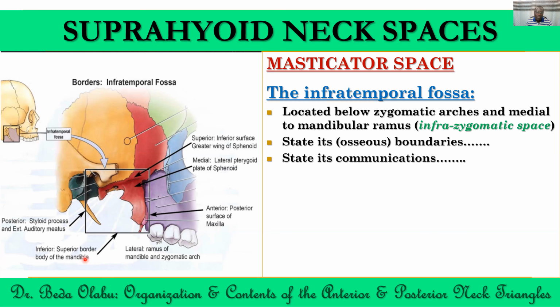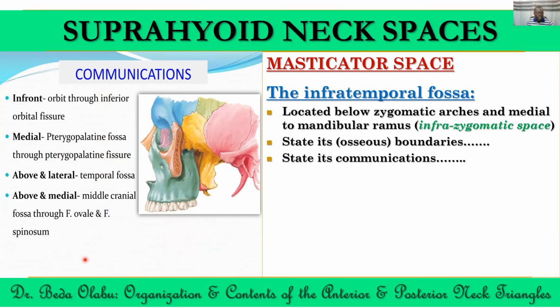The infratemporal fossa communicates with a number of spaces through various channels. We can talk about them. It communicates with the orbit through the inferior orbital fissure. Remember, there are some structures that pass through that particular route. It communicates with the pterygopalatine fossa through the pterygomaxillary fissure as well. This will be the passage of the maxillary artery.